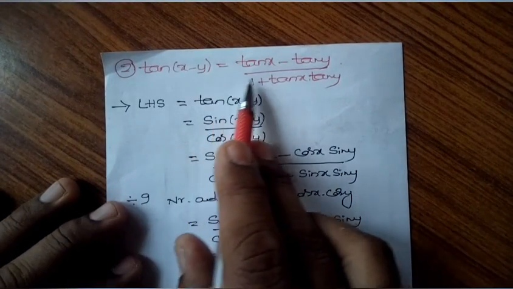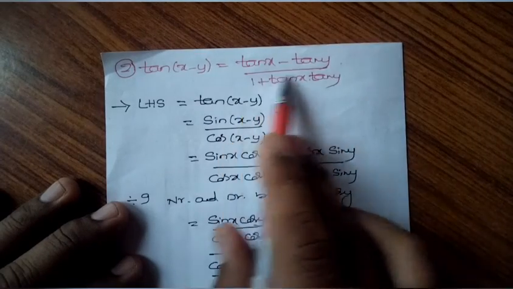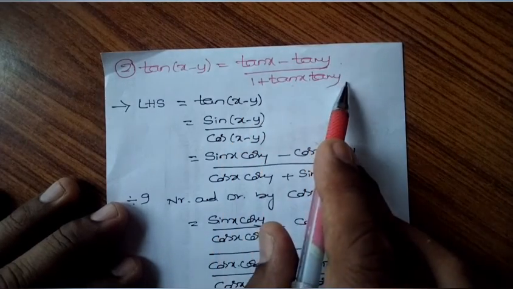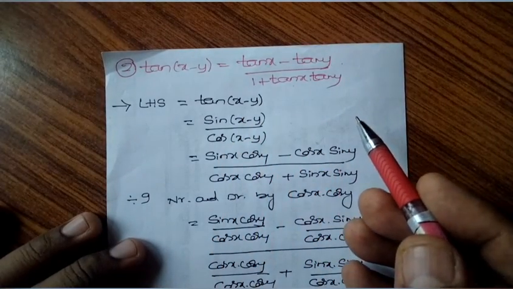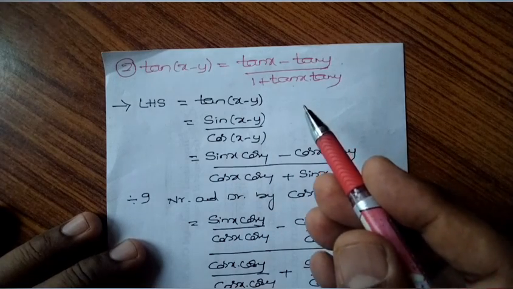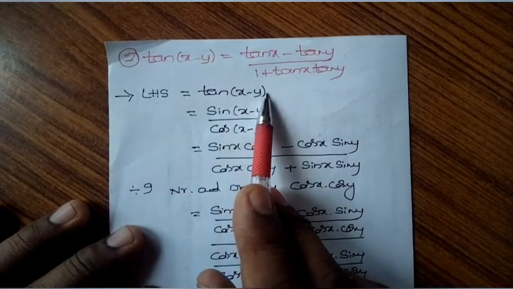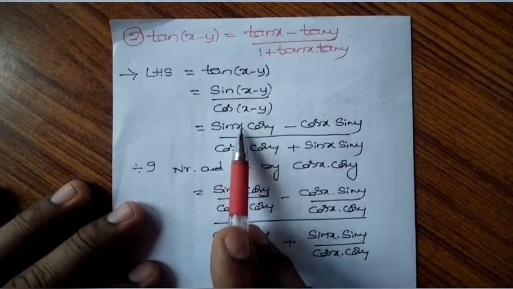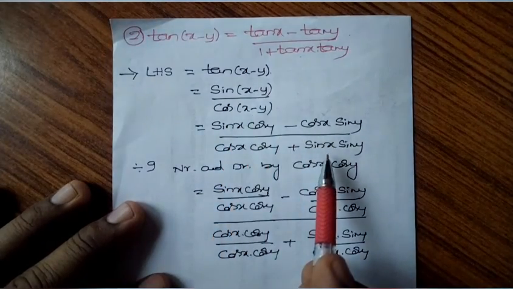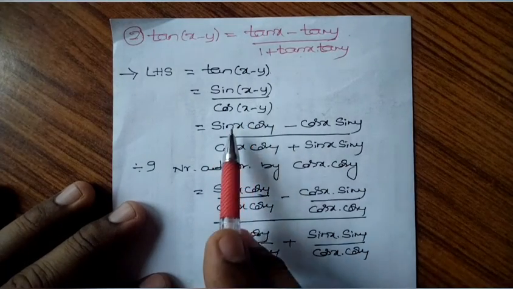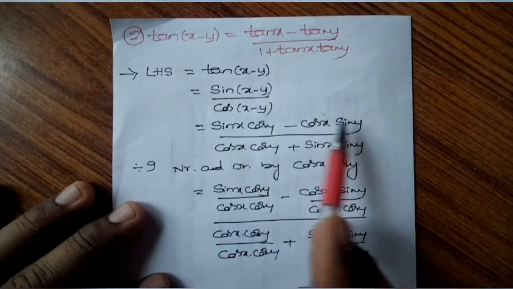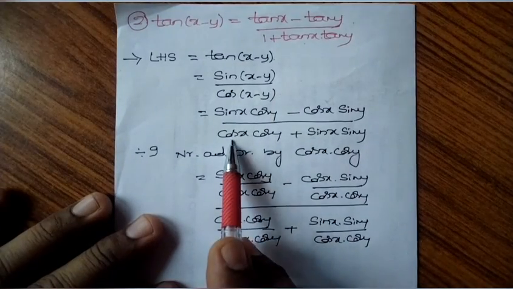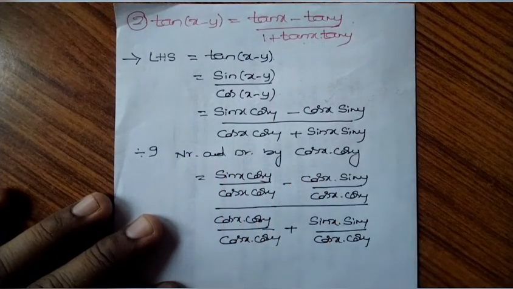Okay, next let us prove the second one. Tan of x minus y equals tan x minus tan y divided by 1 plus tan x into tan y. Just as we observed in the previous case, we follow the same steps. That is tan of x minus y equals sin of x minus y divided by cos of x minus y. And I use the formula for both numerator and denominator. Sin of x minus y equals sin x cos y minus cos x sin y. Cos of x minus y equals cos x cos y plus sin x sin y.